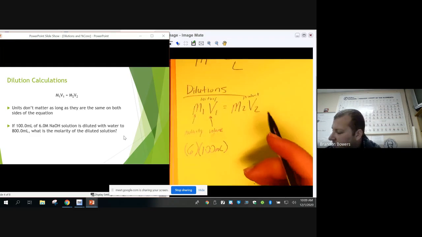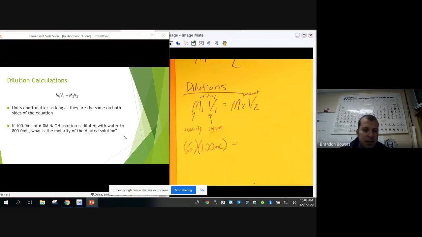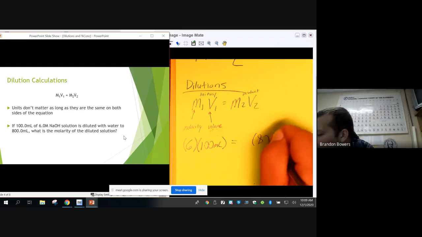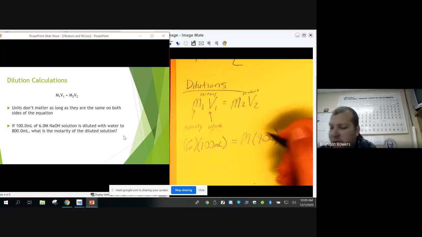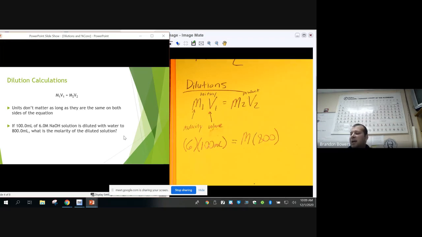And then on the right-hand side, let's see what I'm doing. It is diluted with water to 800 milliliters. So my final product has 800 milliliters. I have to solve for molarity. How would you think I would solve for M in this problem? I'm sure you thought of it.